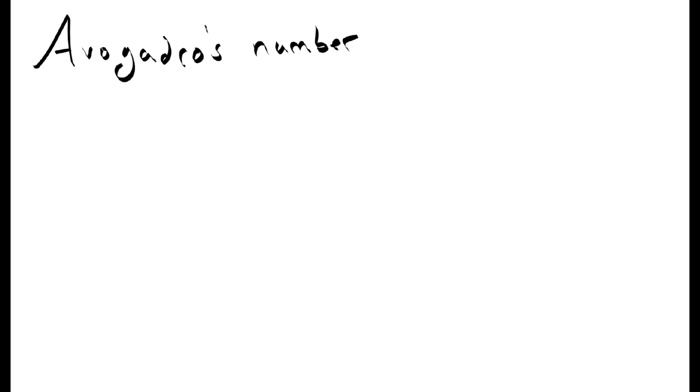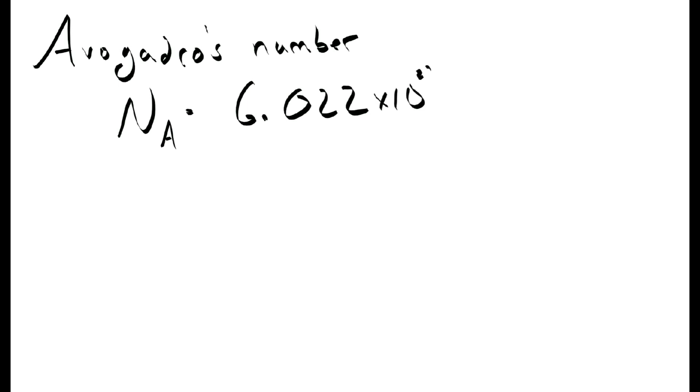Avogadro was an Italian, and he was very interested in gas, and he found a way to sort of measure the amount of substance. He found the mole, more or less. And this is how he did so. Avogadro's number, N sub A, is equal to 6.022 times 10 to the 23rd per mole.